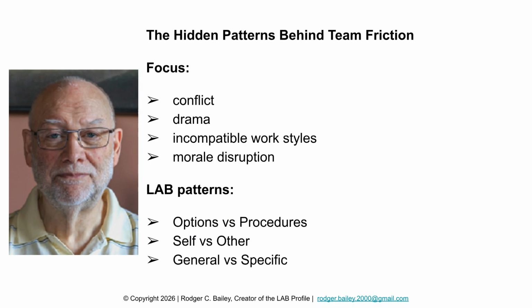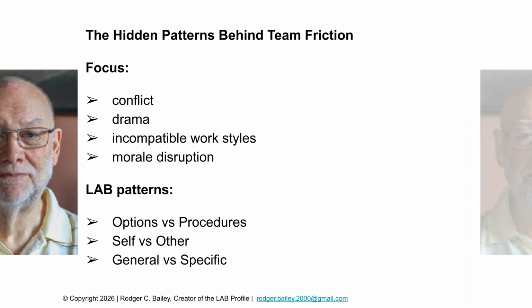Team friction can stem from conflict, drama, incompatible work styles, and morale disruption. The hidden patterns are revealed through LAB patterns such as options versus procedures and general versus specific.